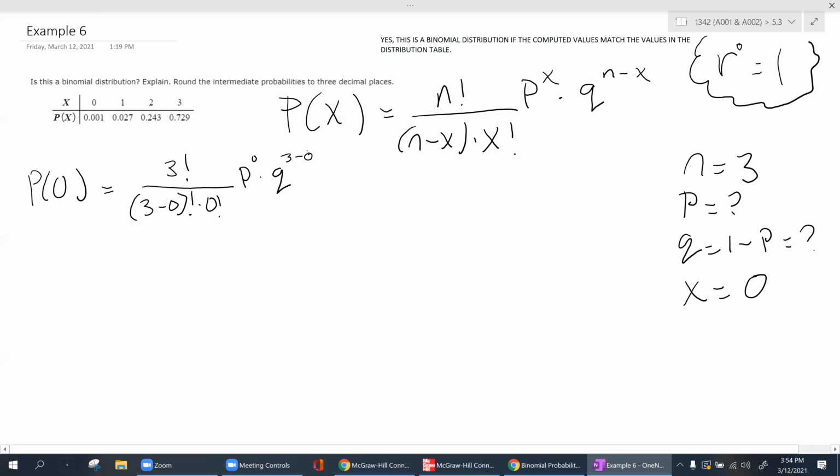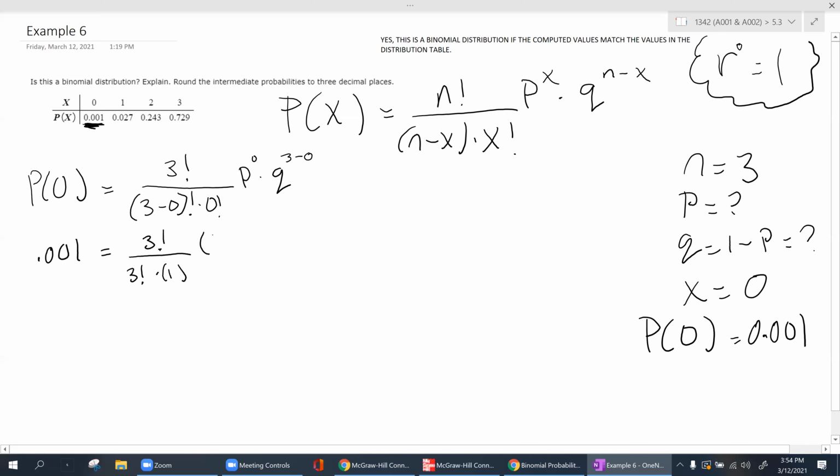Very nice. And we already know what P at 0 is. That is this value here. P at that specific x of 0 is 0.001. So in other words, that entire left side, 0.001, is equal to, let me clean this up, 3 factorial over 3 factorial times 1.